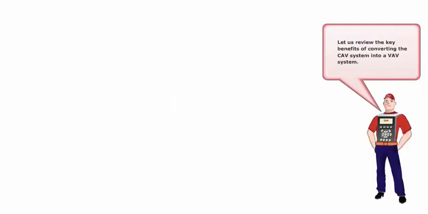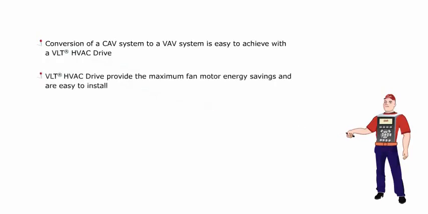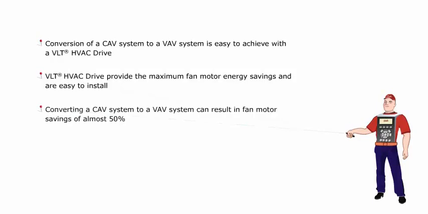Let us review the key benefits of converting the constant air volume system into a variable air volume system. Conversion of a CAV system to a VAV system is easy to achieve with a VLT HVAC drive. VLT HVAC drives provide the maximum fan motor energy savings and are easy to install. Converting a constant air volume system to a variable air volume system can result in fan motor savings of almost 50%.